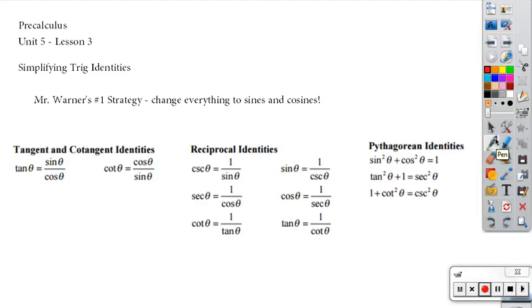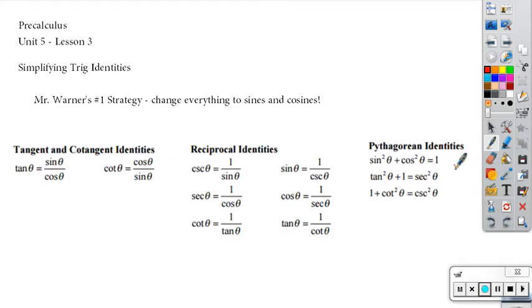We have our tangent, cotangent identities. This is that definition of tangent. We know it's y over x, which is sine over cosine. Cotangent then is the reciprocal, and so forth. We do have the reciprocal identities. We know that these are all reciprocals of one another. So everywhere I see a sine, I could replace it with a 1 over cosecant. Everywhere I see a secant, I could replace it with a 1 over a cosine, and so on and so forth.